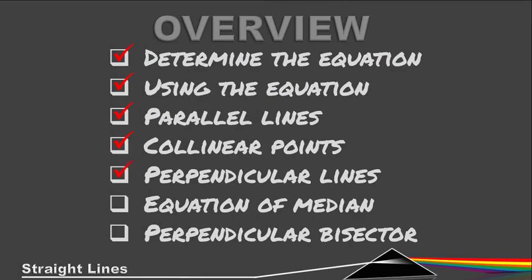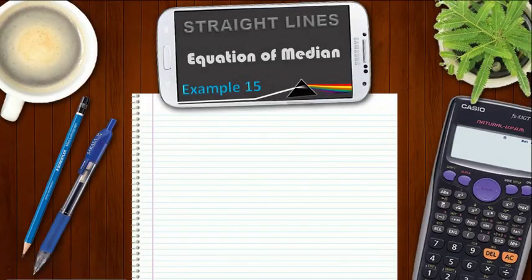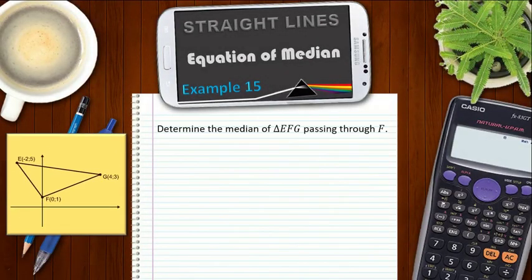Now let's look at how to find the equation of the median. For example 15, it says determine the median of triangle EFG passing through F. Now what is a median? A median is a line that goes from an angle, and this one says through F, to the opposite side, but it has to go through the middle point of the opposite line. So basically we have this line, and it has to go through F and the opposite side through the midpoint of that line. So this is the midpoint then.